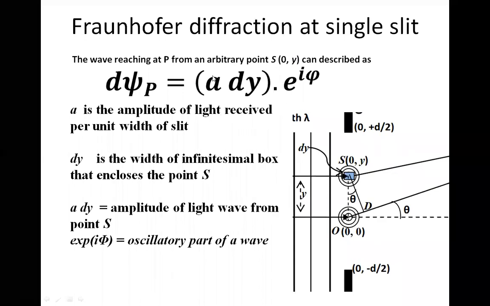How come this a dy came? Please pay attention here. I have actually divided the entire slit into small pieces. Earlier I said S is the point. Now I am calling S a small dy. As you know, it is extending along the y direction. So I have divided the slit entirely. I have sliced the slit entirely into small pieces, each of width dy.